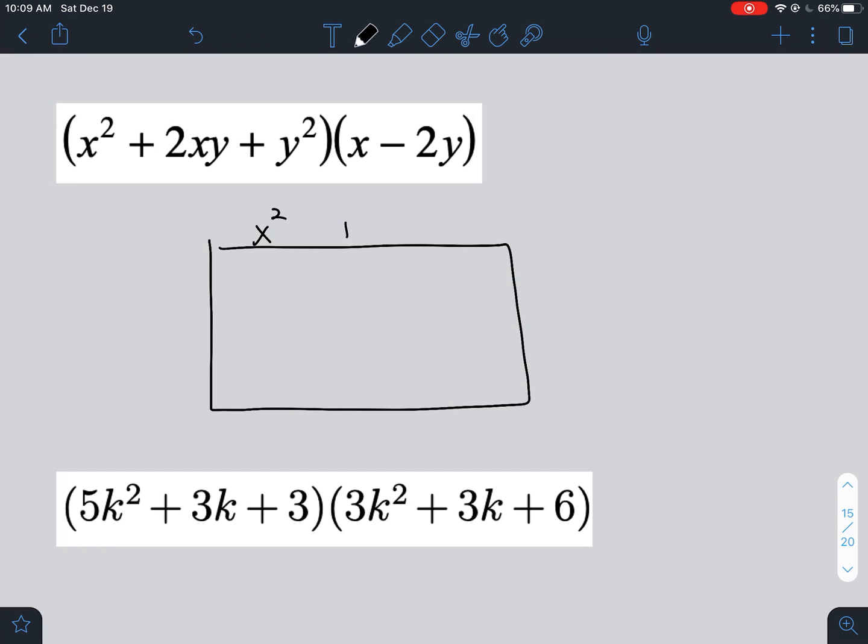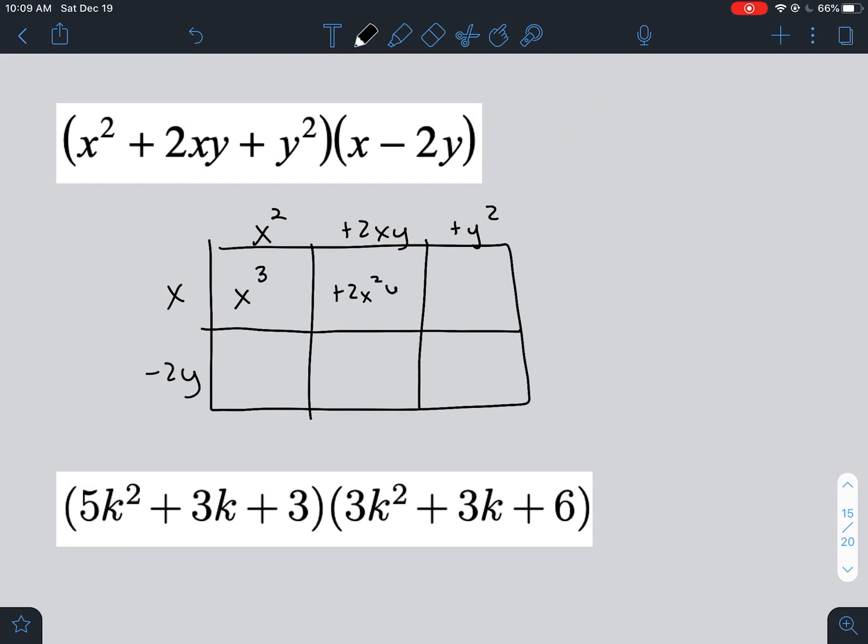All right, I'm going to use the box method. So we have x squared plus 2xy plus y squared, and we have x minus 2y. So x times x squared is x cubed. X times 2xy is plus 2x squared y. X times y squared is xy squared.